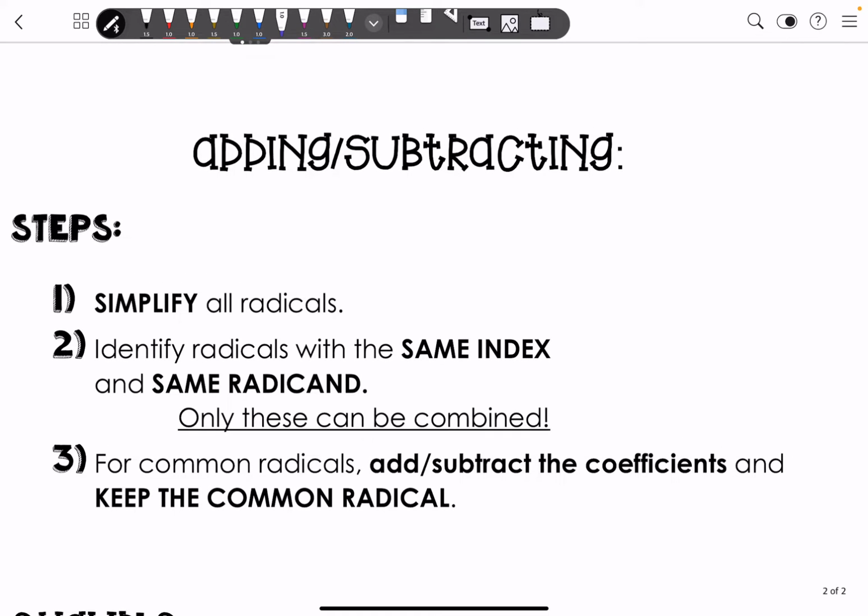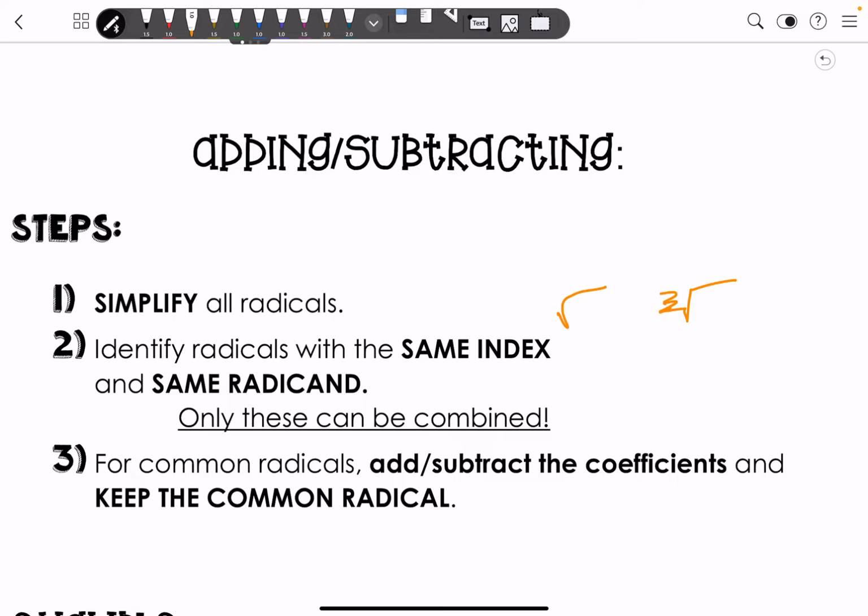So here are the steps to adding and subtracting. When you're adding and subtracting, you always need to simplify all your radicals first. Okay? You need to identify the radicals with the same index, meaning that say they're all square roots, those are the ones you're going to combine. You would not combine a square root with the cube root that's got a 3 on it as the index.